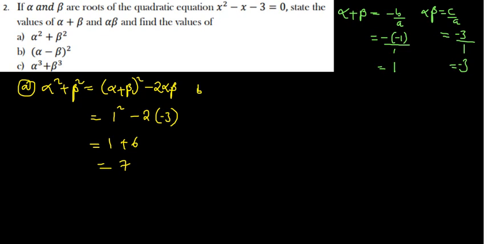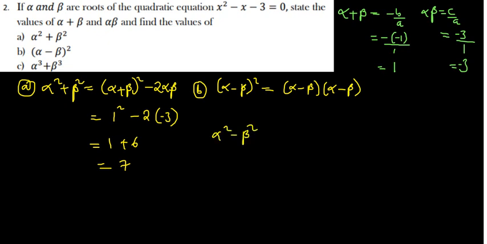And then for b, we want to work out alpha minus beta squared. As you can see from here, we don't have alpha minus beta, we only have alpha plus beta. So we are going to expand this. Alpha minus beta squared is the same as alpha minus beta, and then alpha minus beta. You are multiplying them twice. So it is different from alpha squared minus beta squared. This is a difference of 2 squares, which gives us alpha plus beta, and then alpha minus beta. Very different. This one is in brackets and then the square.